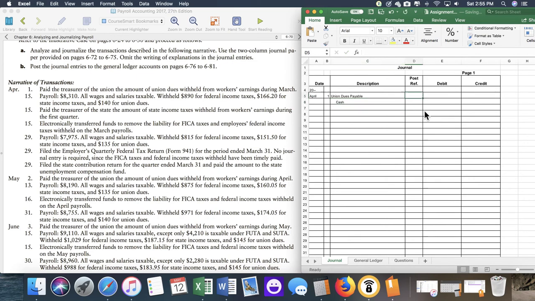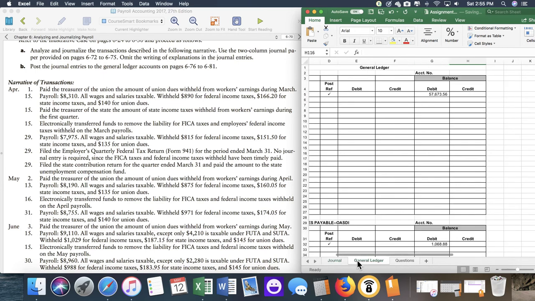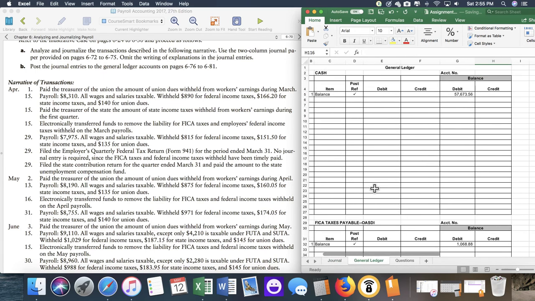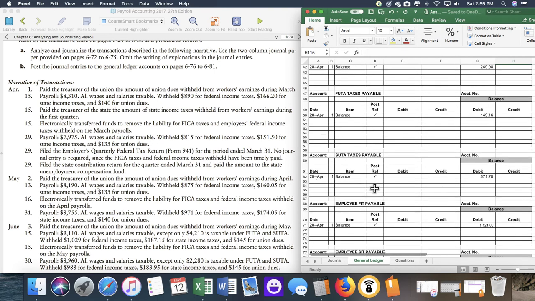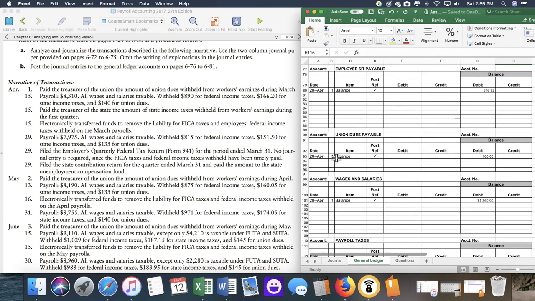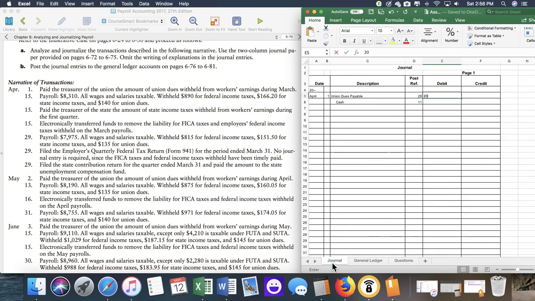The post reference is going to come from the general ledgers. Without flipping through them, I'm just going to go ahead and enter in the account numbers. And then for union dues payable, to see how much we actually have to pay, we need to go over to the general ledger itself. Scroll down till you find union dues payable. The balance is $100, so that's the amount that we're going to pay.